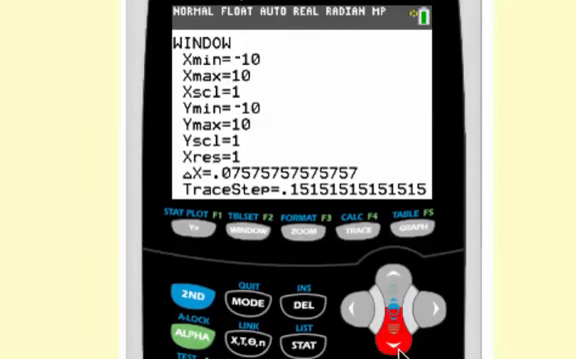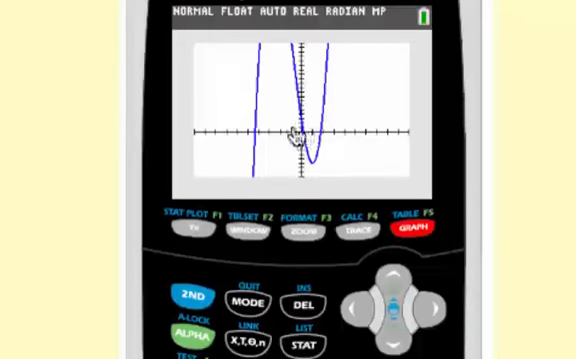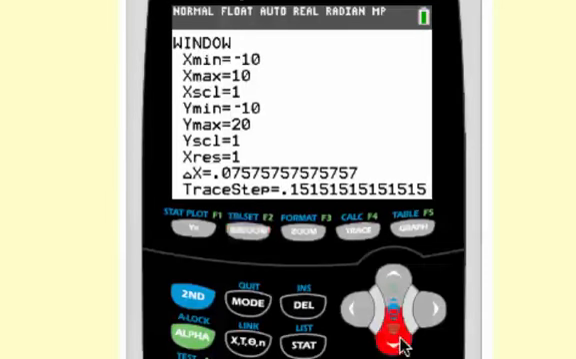So this is just trial and error. Let's try, for the y max, let's try 20. See what that does. Now you'll notice that the center of the graph is moved down a little bit. That's because you have 20 for y at the top and only 10 at the bottom. But we need greater y value because we still can't see that turning point there. So let's try 50.